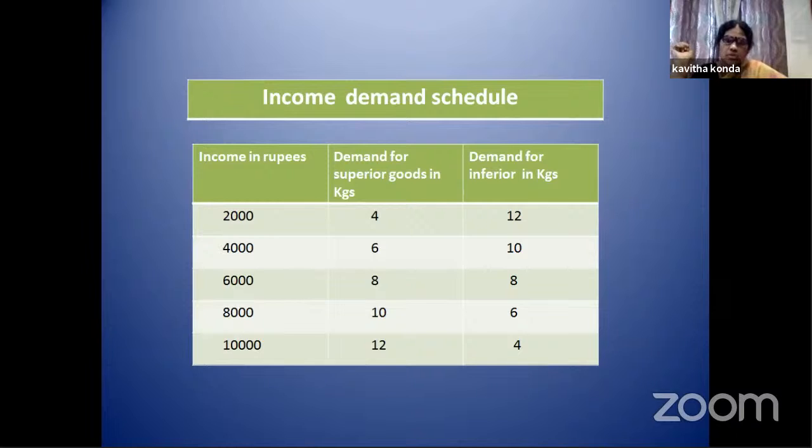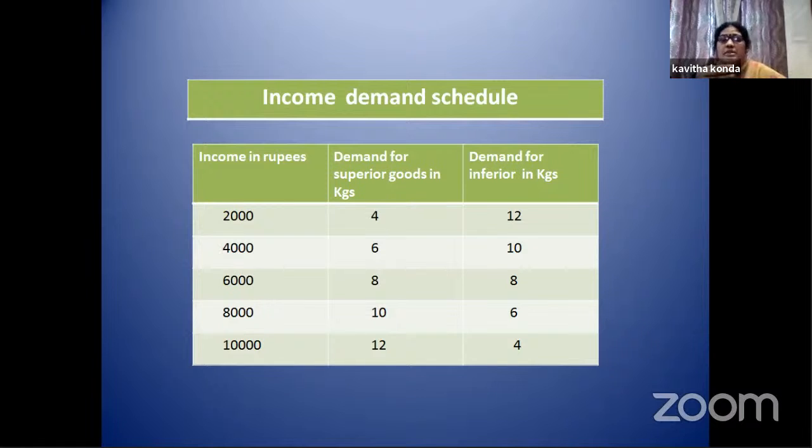In this table, we have shown superior goods and inferior goods, both in kgs. When there is a change in income, what happens? Either we go for superior goods or inferior goods. Remember this, students: the other things remain constant, only income changes. Other things like the price of the commodity, prices of related goods, meaning substitutes and complements, and tastes and preferences remain constant. Only income changes.